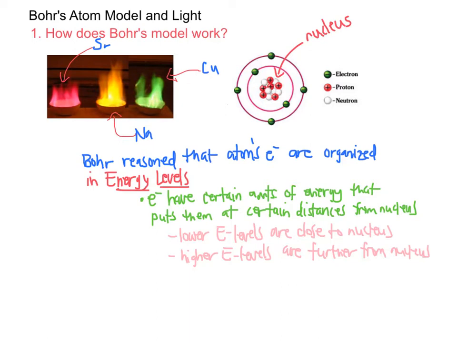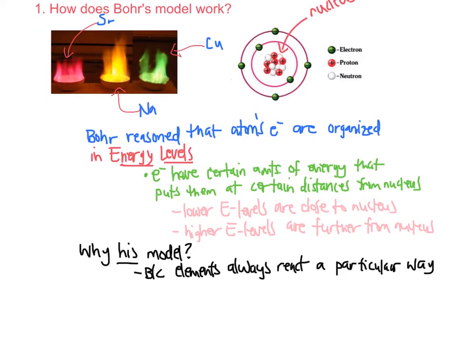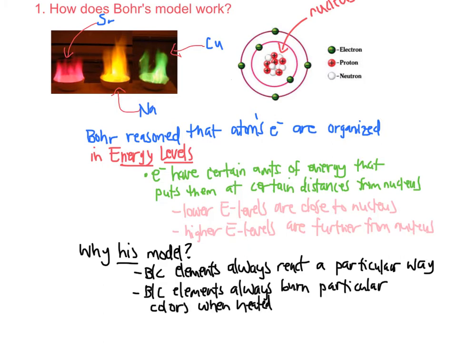And remember, his reasoning behind this was, number one, certain elements always react a certain way with other elements. So whenever you mix, say, sodium with water, it reacts super violently, and it does that every single time. And secondly, he and a lot of other scientists noticed that whenever you burn these elements, they burn very particular colors. Copper always burns green, sodium always yellow, strontium always red, magnesium always burns white. The Chinese have known that for a very long time. They didn't have an explanation for it, but they've been using that particular quality of atoms to make fireworks for a really long time.